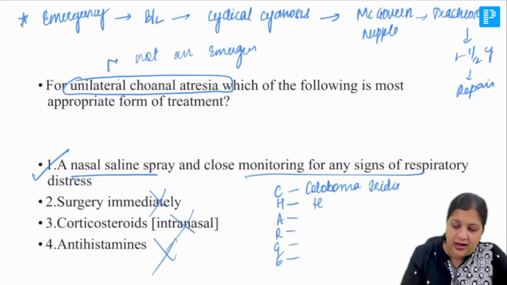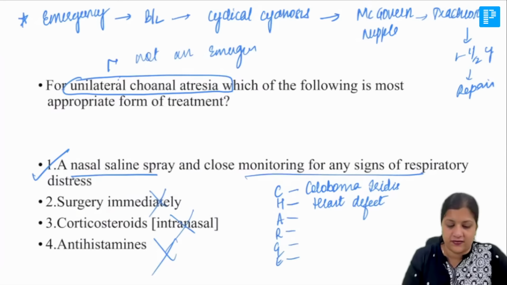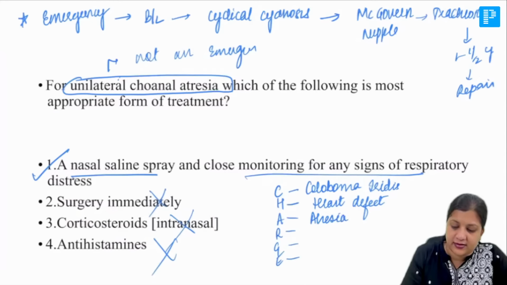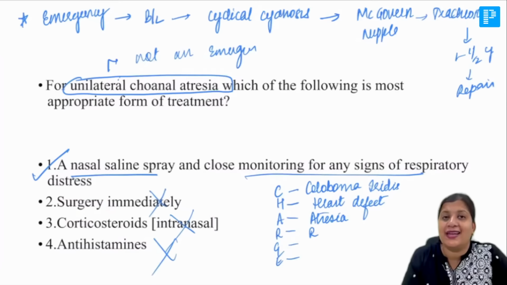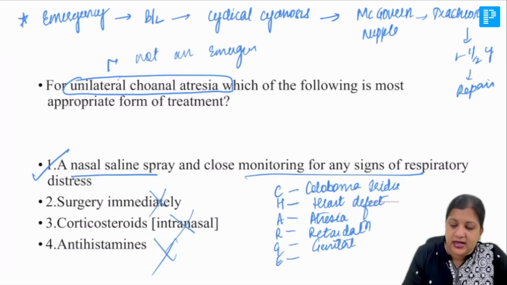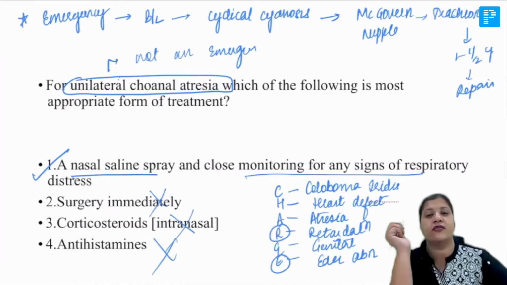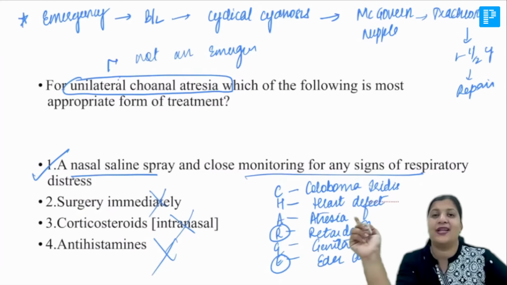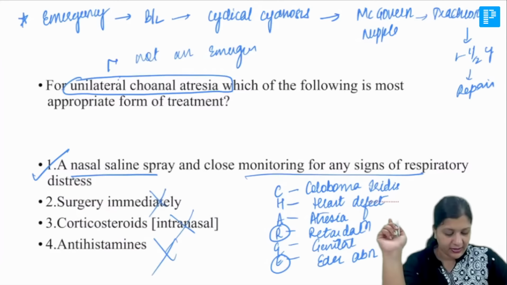H stands for heart defects. It could be ASD, it could be VSD, all of that. A is for atresia, choanal atresia. R is not renal. Please remember, R is not renal. R is for retardation. G is for genital abnormalities and E is not esophageal but it is ear abnormality. So make a note that R and E you might get confused. R is not renal anomalies and E is not esophageal abnormalities.